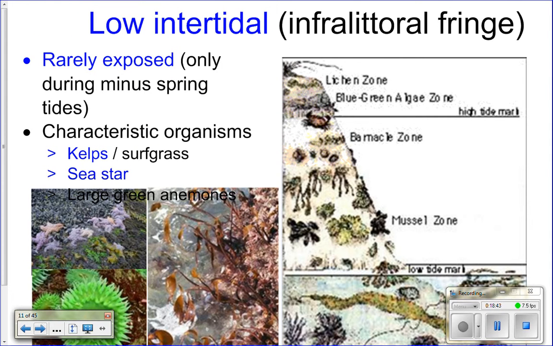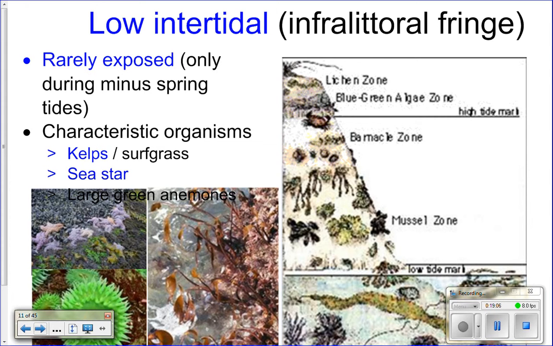And then the low intertidal zone, that's the one that's very rarely exposed. That's the one that gets exposed during negative spring tides. That's when you want to go to the tide pools, because the zone gets exposed, and so lots of things that normally aren't exposed you can see, okay, which is why we want to go during a negative spring tide, right?